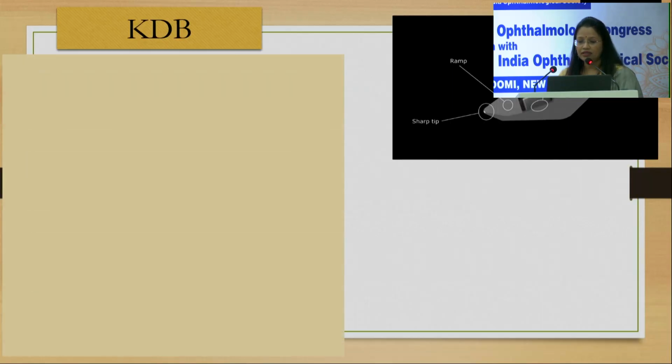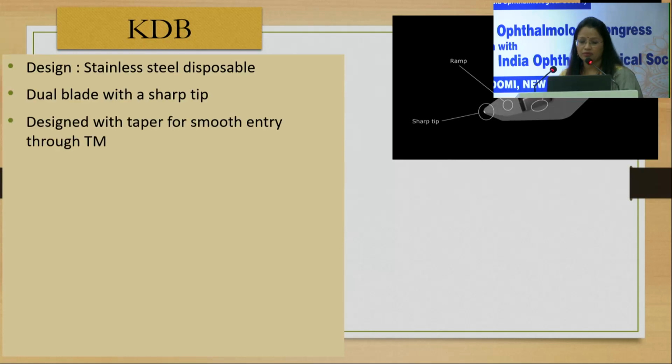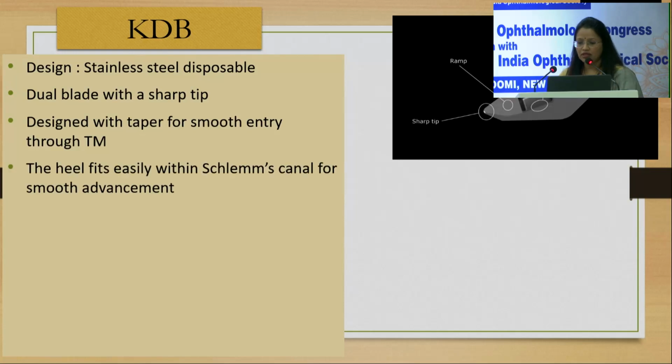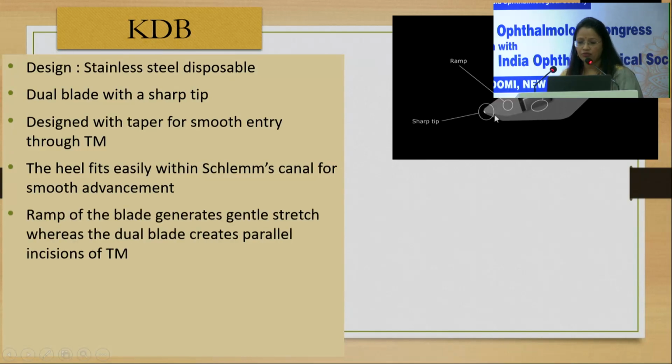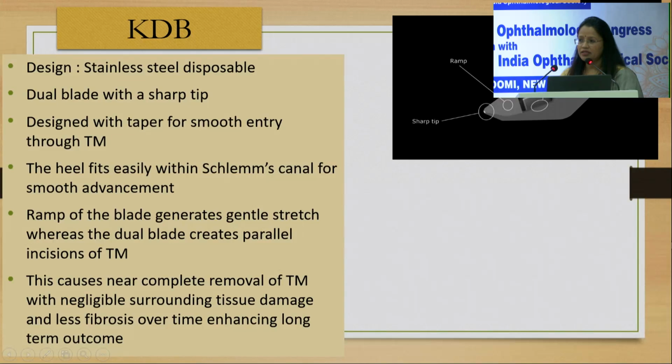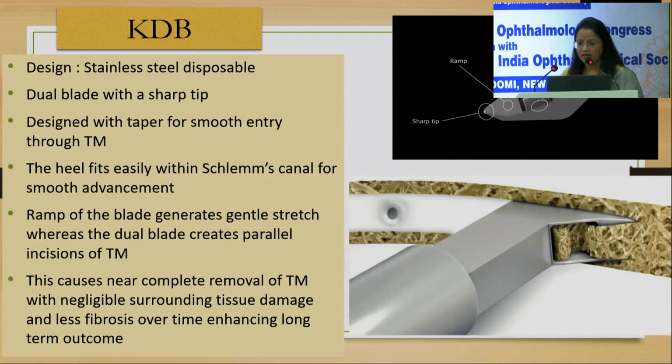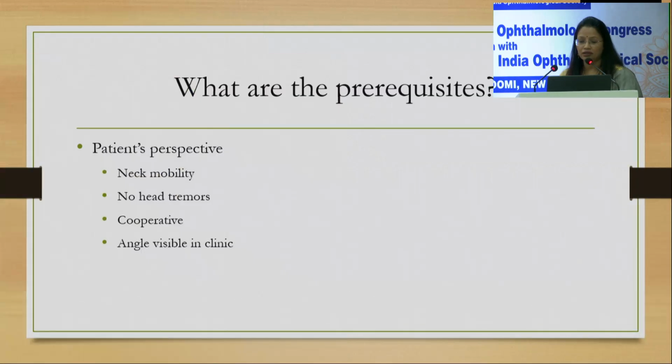Now here we can see this blade, which is a stainless steel disposable dual blade having a sharp tip, designed with a taper for smooth entry through the trabecular meshwork. The heel of this blade fits very easily in Schlemm's canal for smooth advancement. And this is the ramp of the blade that has a dual cutting edge and creates a parallel cut into the trabecular meshwork. Therefore there is complete removal of trabecular meshwork and very little surrounding tissue damage, and therefore less fibrosis. Here we can see this parallel excision of trabecular meshwork.